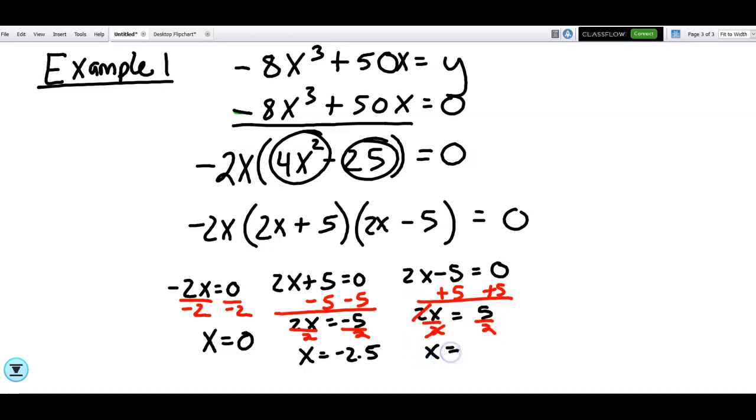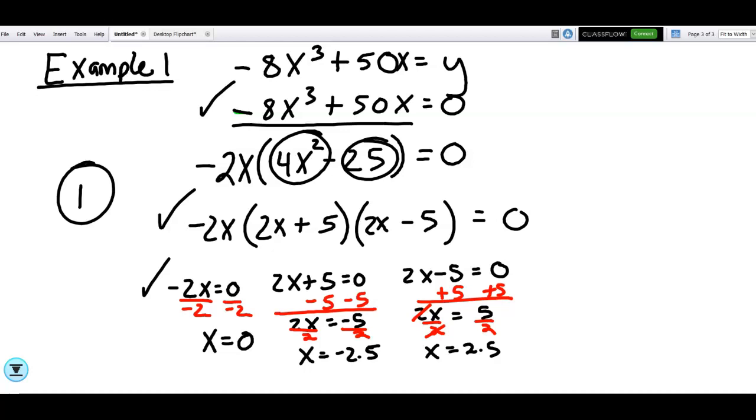And for that, we get positive 2.5. So there's my roots. Now we move on to step 2. So that's the end of step 1, and it's 3 parts. The 3 parts are set it equal to 0, factor it completely, and then set everything equal to 0 and solve. And that's the end of step 1, finding the roots. Now we move on to step 2.